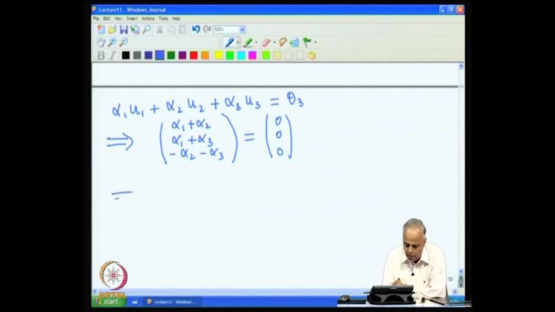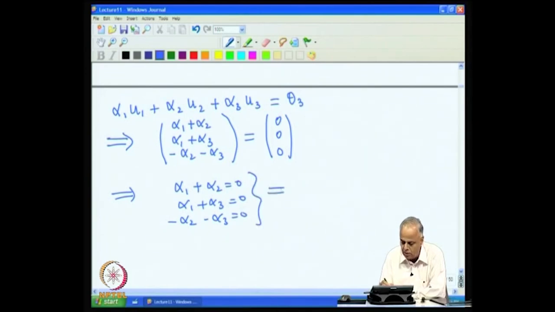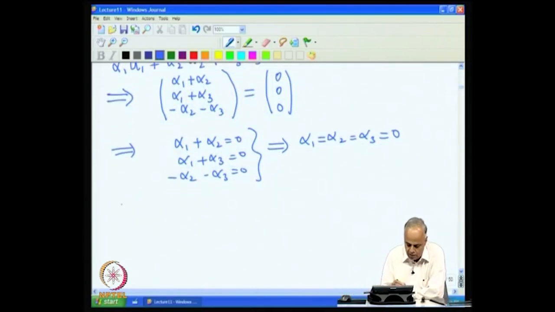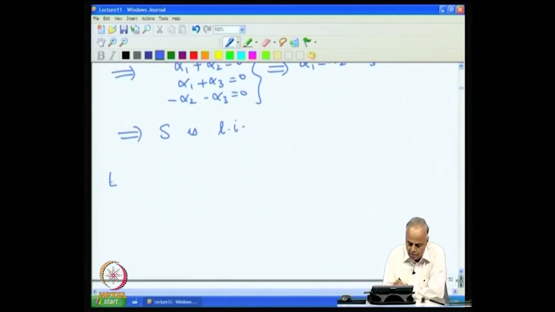Now, comparing both sides, we get alpha 1 plus alpha 2 is 0, alpha 1 plus alpha 3 is 0, minus alpha 2 minus alpha 3 is 0, and this automatically implies alpha 1, alpha 2, alpha 3 are all zeros. So, a linear combination can yield the 0 vector only if all the coefficients are 0, and that says the set S is linearly independent. Let us look at another example.